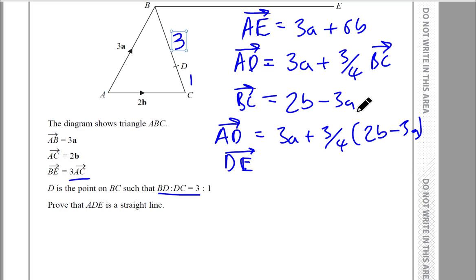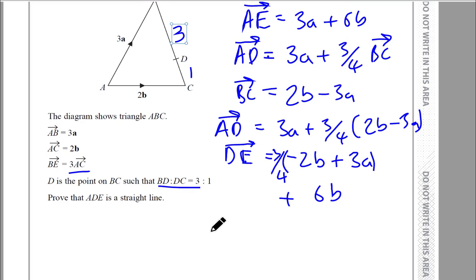If we've got BC equals 2B minus 3A, then C to B is going to be the opposite of that, so that's minus 2B plus 3A, because that's CB, but we're going to make that 3/4 of that, plus what's B to E now? B to E is 3AC, which 3AC is 6B.